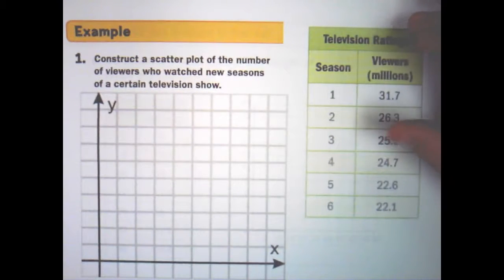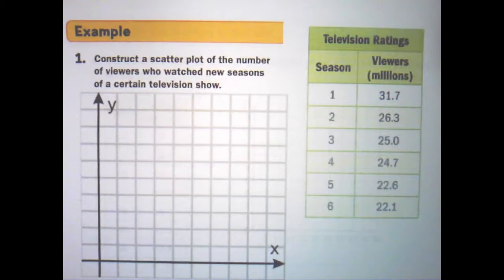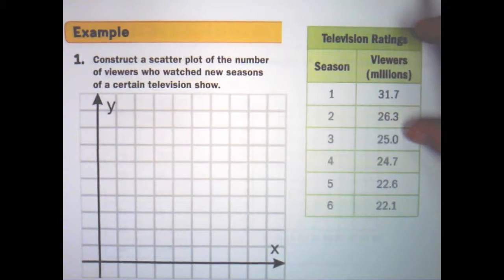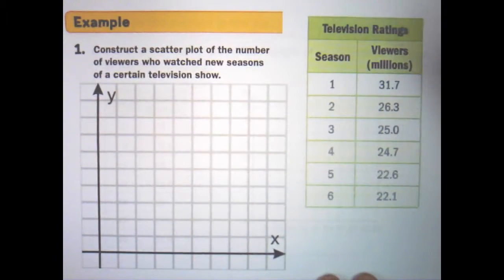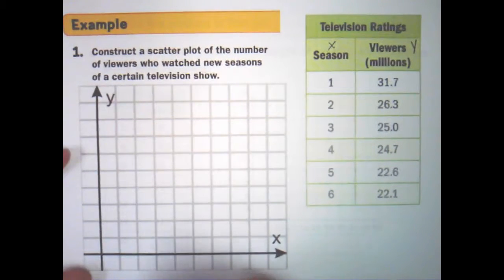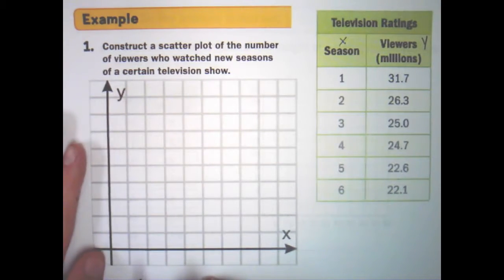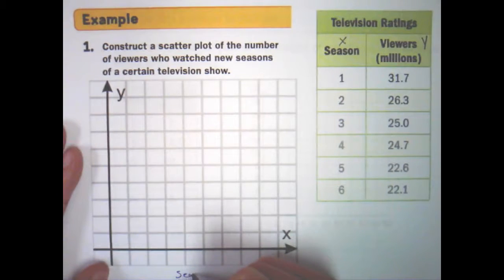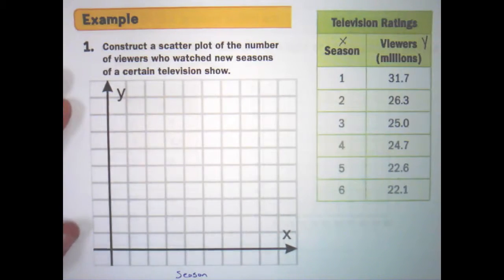So if we take a look here at example number 1, it says construct a scatter plot of the number of viewers who watched new seasons of a certain television show. So what we can do is put the seasons on the bottom, on the X, and the viewers on the Y. And all we're going to do is graph these ordered pairs. Again, when we make a scatter plot, it's very important to label. Down here is season. Over on the side is viewers, and again, millions.